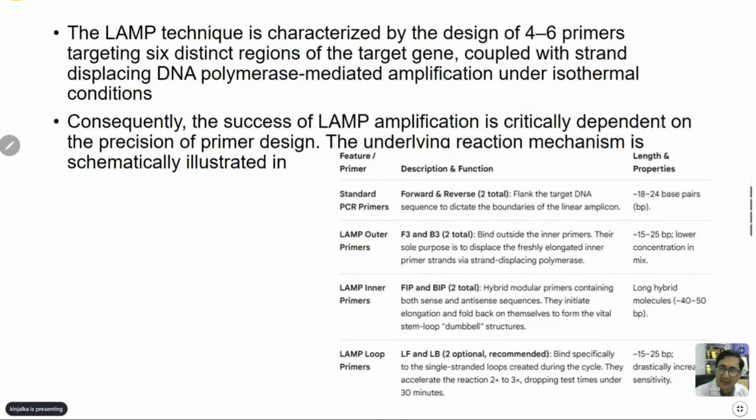So the LAMP technique is characterized by 4 to 6 primers. We've already seen all that, and this table basically gives you a description of what those primers are doing and the properties of that. What the inner primer is doing, the forward inner primer, the backward inner primer, and so on. So you don't need to waste too much time on this. For all the molecular techniques, it is better if you see a video. It gives you a better understanding of the process.